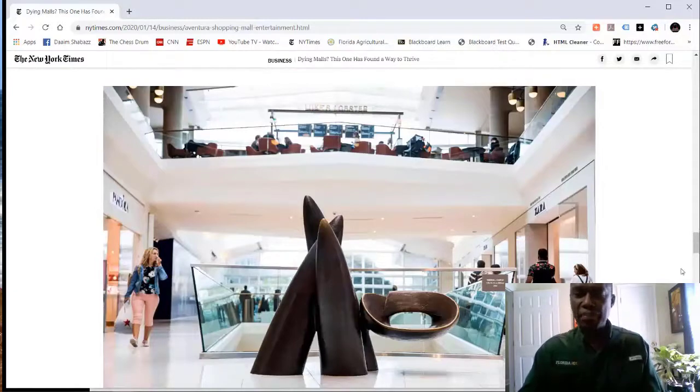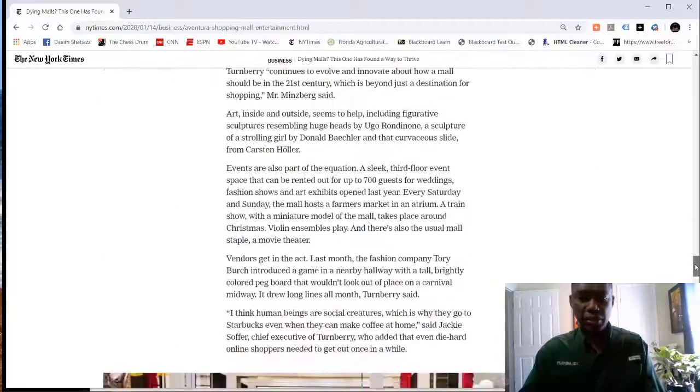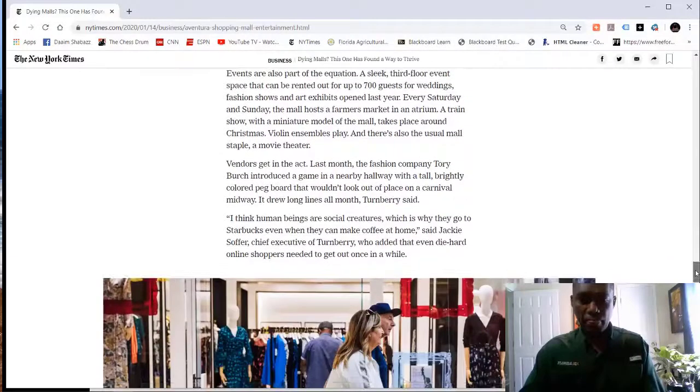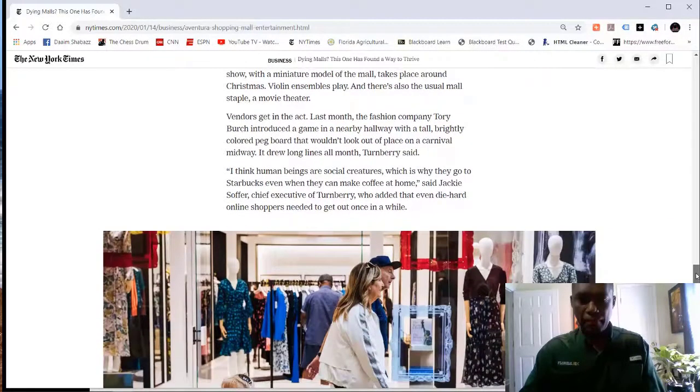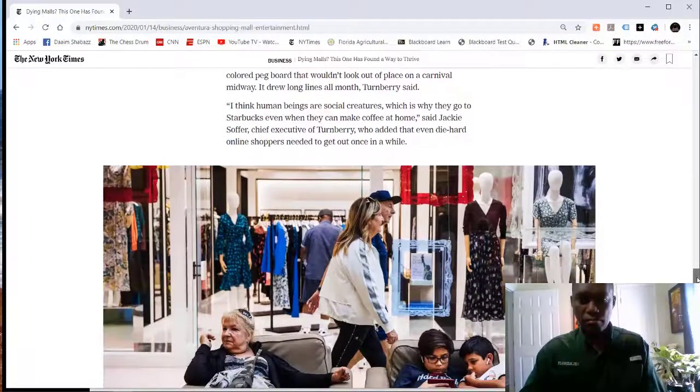They have a lot of eye candy in shopping malls these days, sculptures, as was mentioned. And it says here in the article, I think human beings are social creatures, which is why they go to Starbucks even when they can make coffee at home.